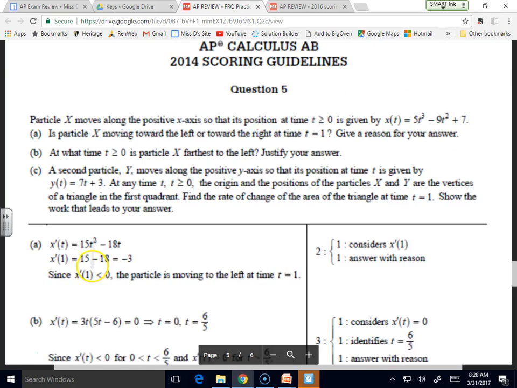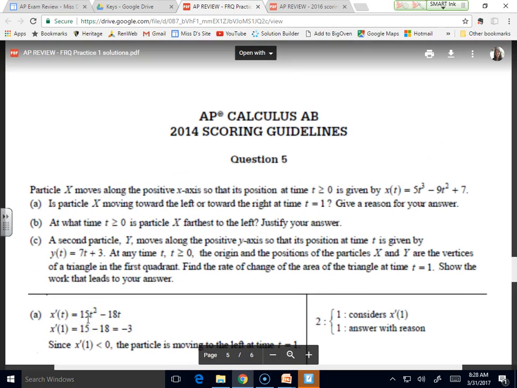Can I give you guys a quick picture for this real fast? Doesn't it say X, Y axis? Particle X is moving. That's where X is moving. In letter C, something else is moving now. Oh, no. Particle Y is moving. And they say, hey, whenever you have a part in a question, it doesn't mean the rest doesn't still apply. We still have X moving. And they say, hey, there's another particle moving this way.